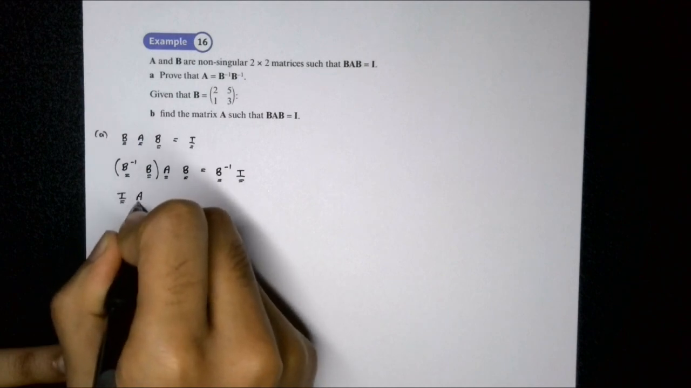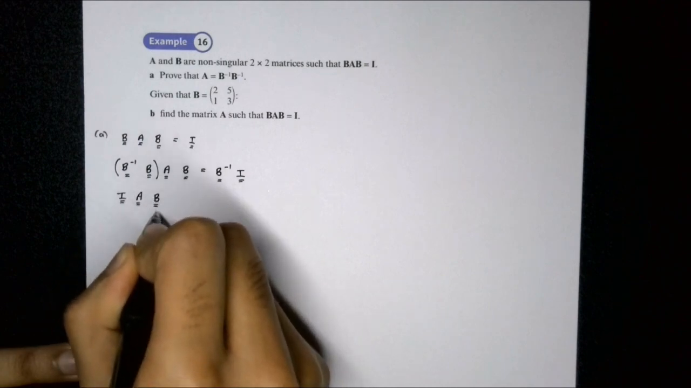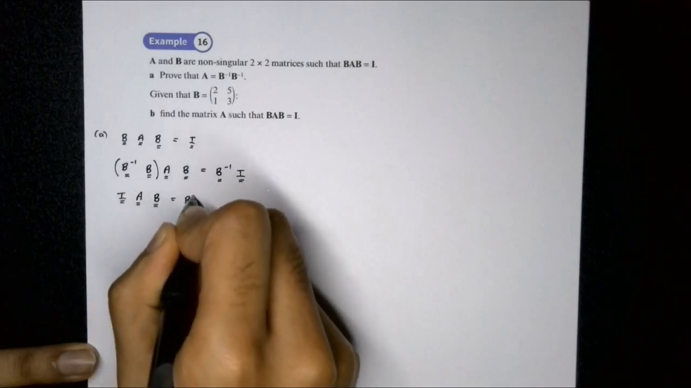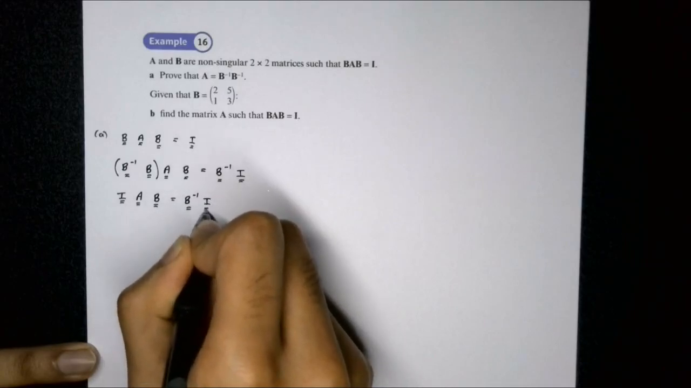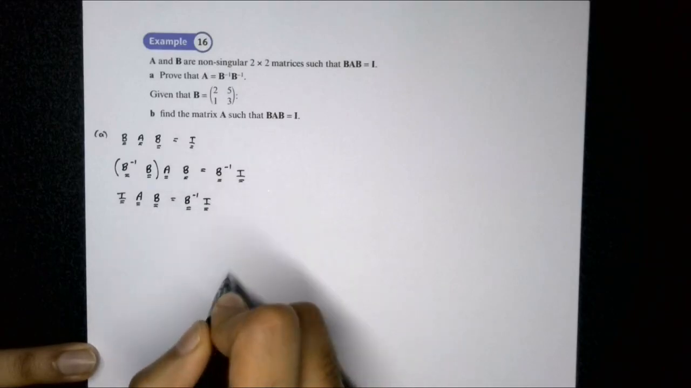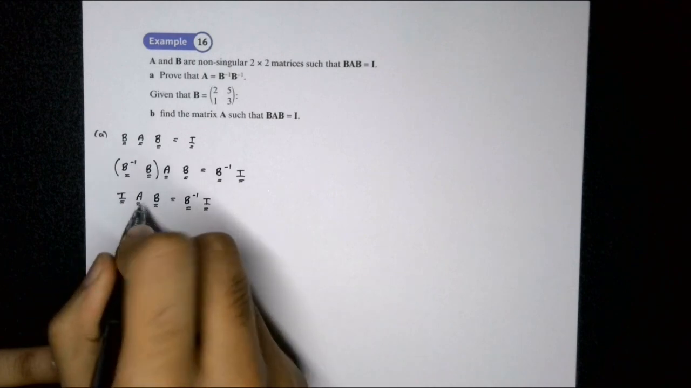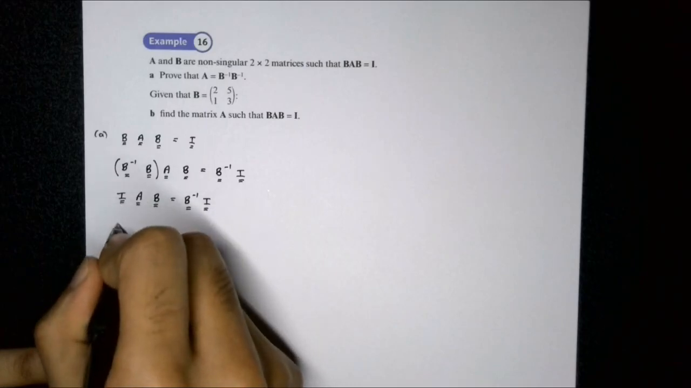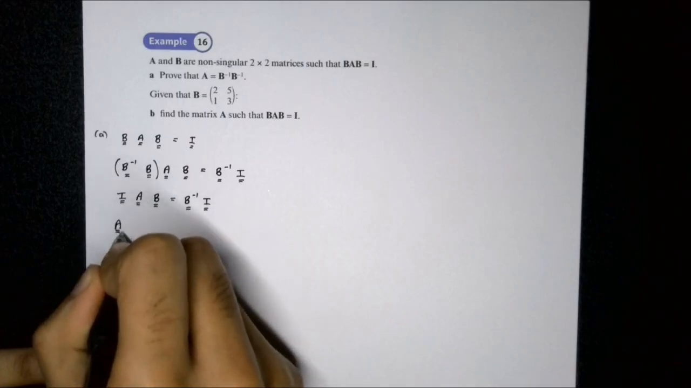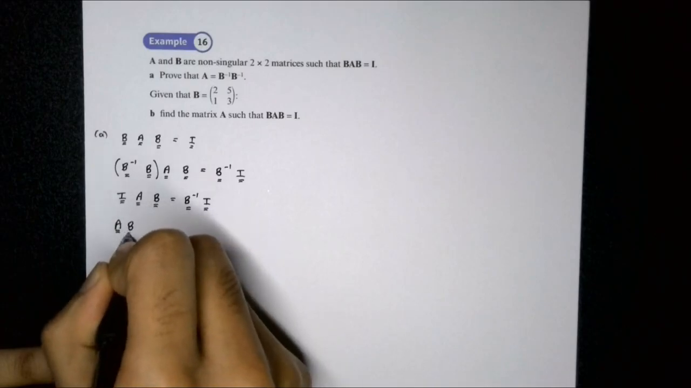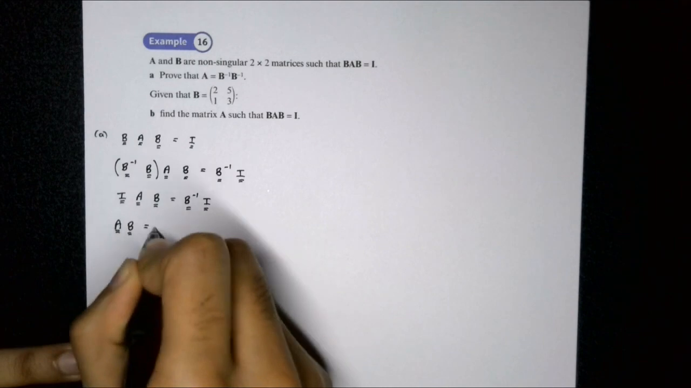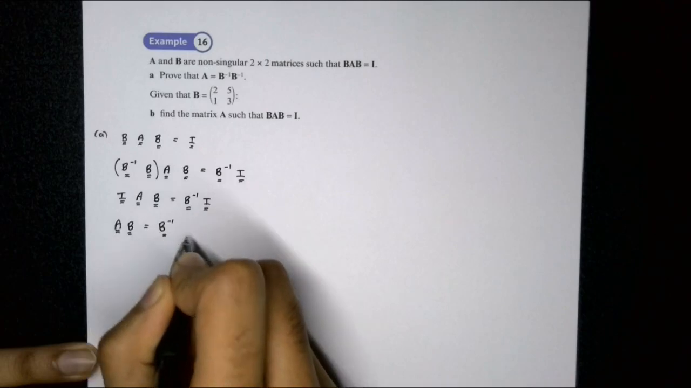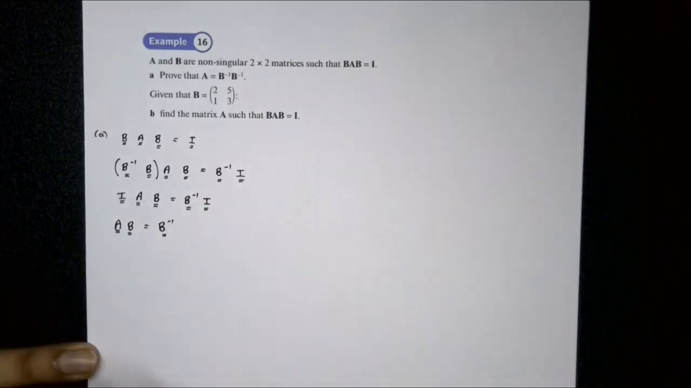So we've got the identity matrix times A times B. This is equal to inverse of B times identity matrix. Identity matrix times any matrix is that matrix. I times A, that's just A. So we've got A times B on the left hand side, and on the right hand side, inverse of B times identity matrix, that's just inverse B. It's essentially the same as multiplying by 1.